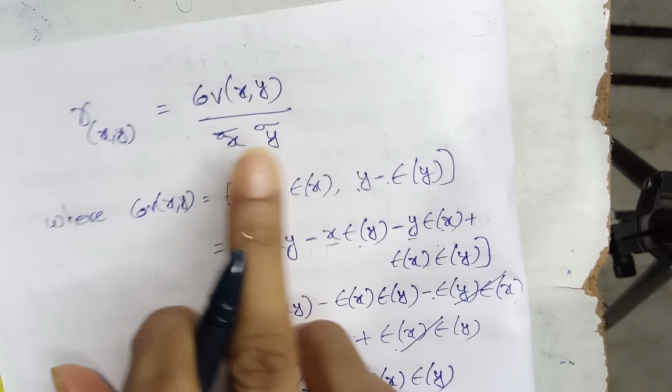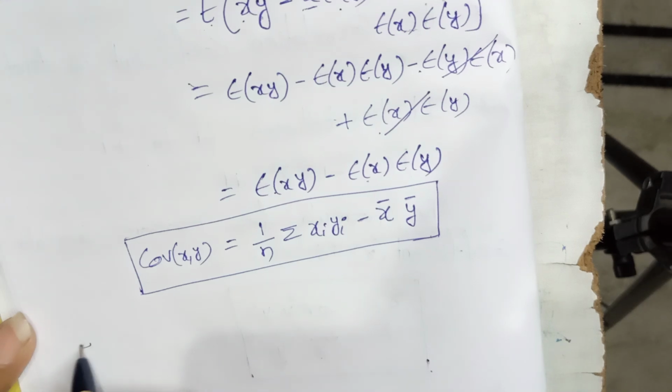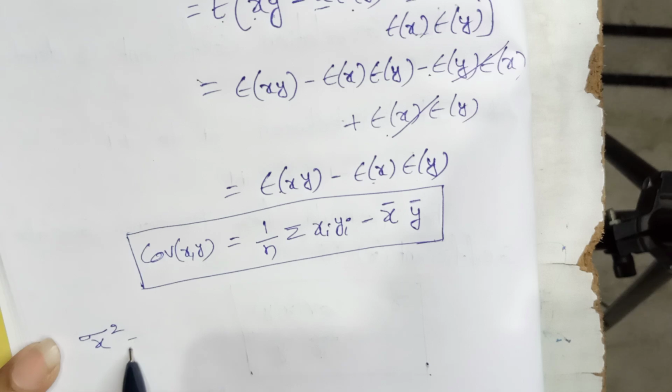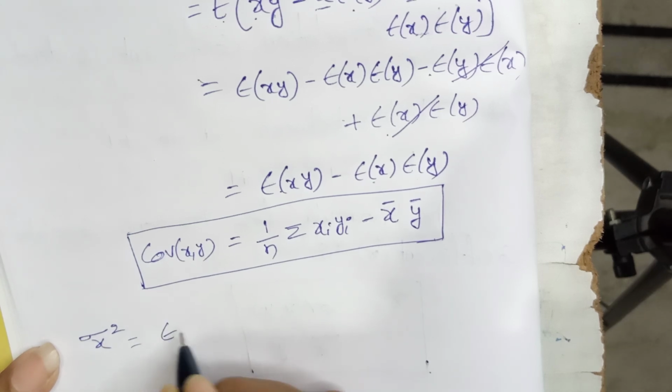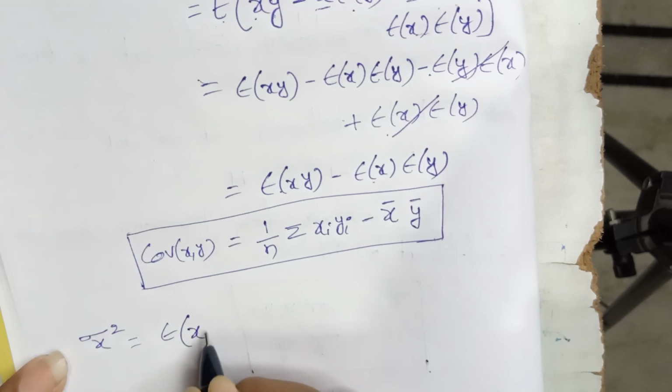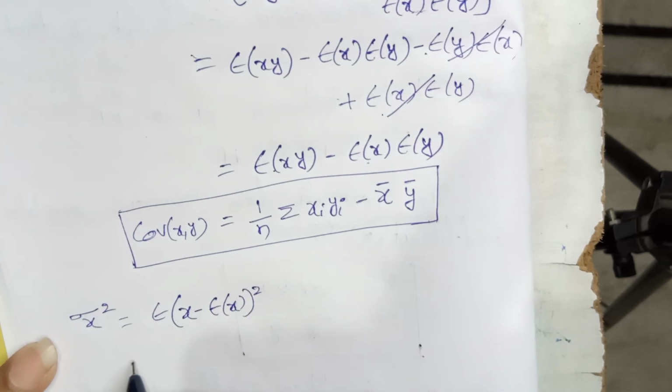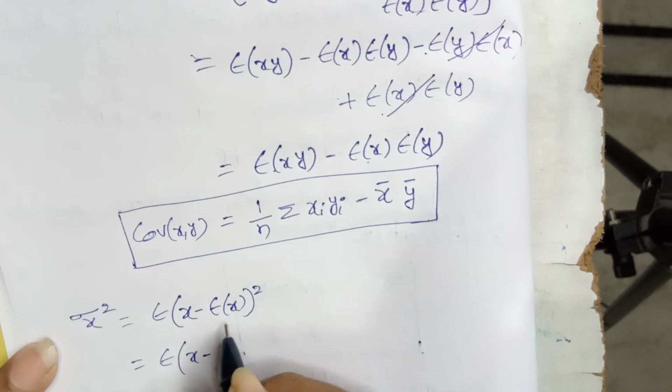So standard deviation of x and standard deviation of y. For standard deviation of x, that means we first do variance. So sigma square x in the sense what? In terms of expectation the formula is expectation of x minus expectation of x whole square. So that equals expectation of x minus, expectation of x in the sense what? Mean. So mean is denoted with what? X bar. Okay, whole square.